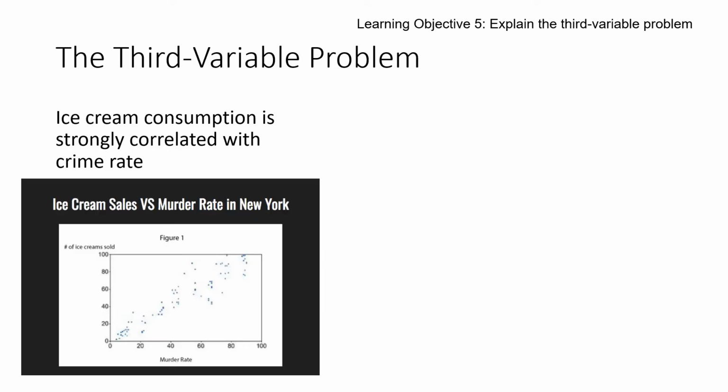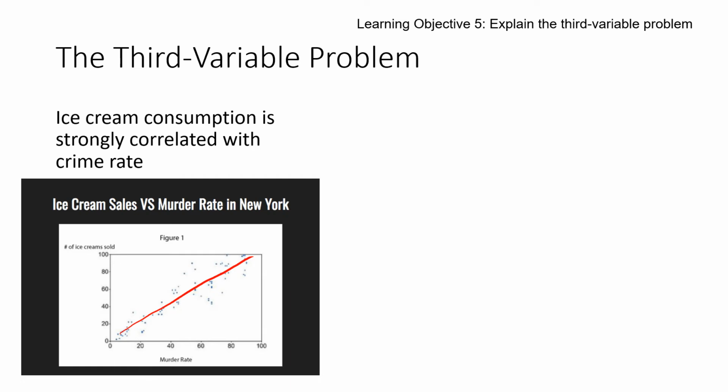And this gets us to our third variable problem. What do we mean by a third variable problem? Let's look at ice cream sales and murder rate in New York. When we look at murder rate and ice cream sales, there's a really strong correlation between the two. This gets to the third variable problem though, because ice cream sales and murder rate are not directly related. They might be correlated, but they're not related in any direct way. One isn't causing the other. Changing one doesn't actually change the other.